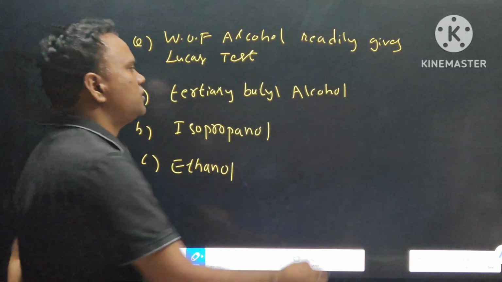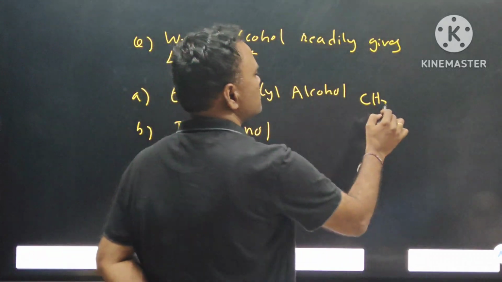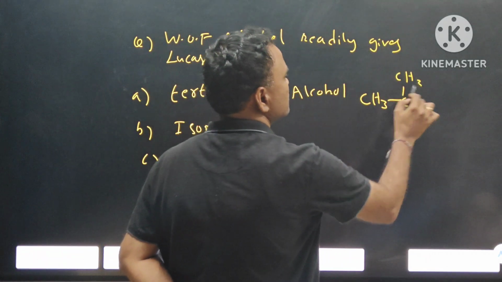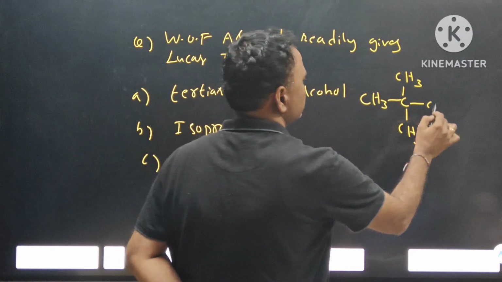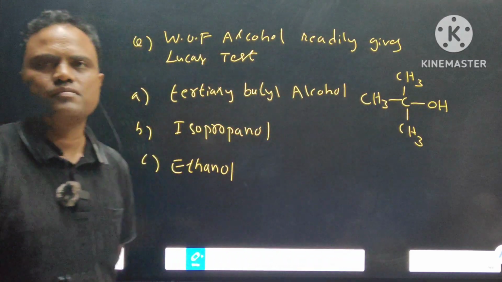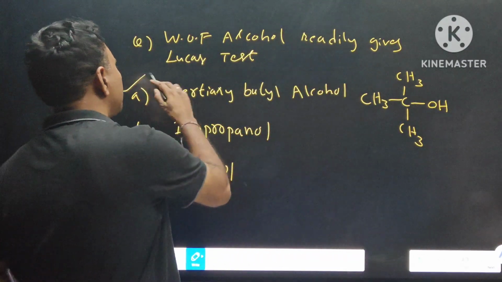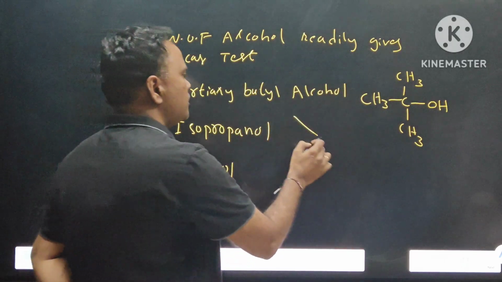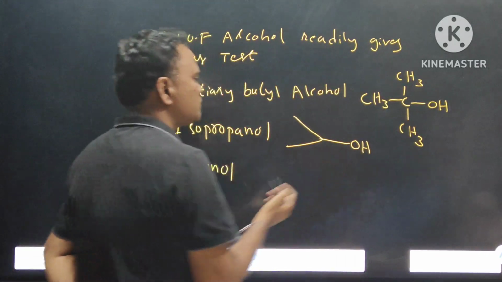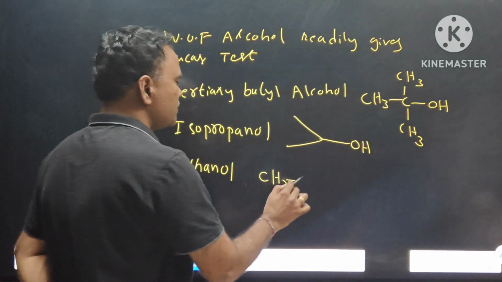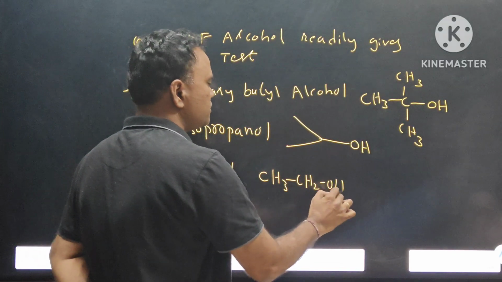Tertiary butyl alcohol. What is its structure? Tertiary butyl alcohol structure is (CH3)3C-OH. This is 3 degree, that's why it readily reacts. Isopropyl alcohol is 2 degree, ethanol is 1 degree. 3-degree alcohols readily participate in the Lucas test.